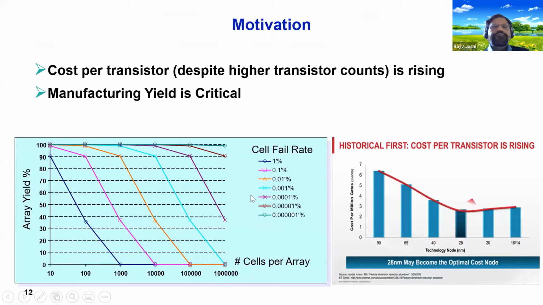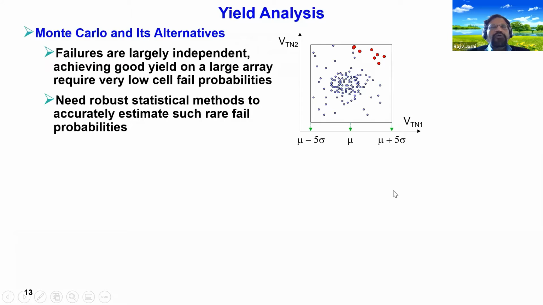Now another motivation is the cost per transistor, which I mentioned is rising, and manufacturing yield is critical. This is the cost which is shown here for transistor is rising. So what are the yield analysis techniques that we are talking about, the predictive techniques? Of course, Monte Carlo is a very famous technique which has been used for ages, and people still keep on using it, for many reasons.